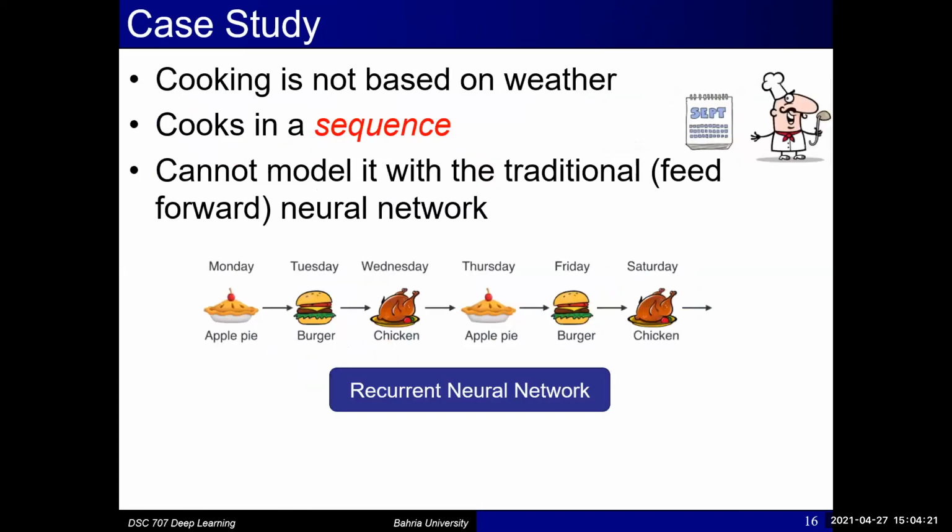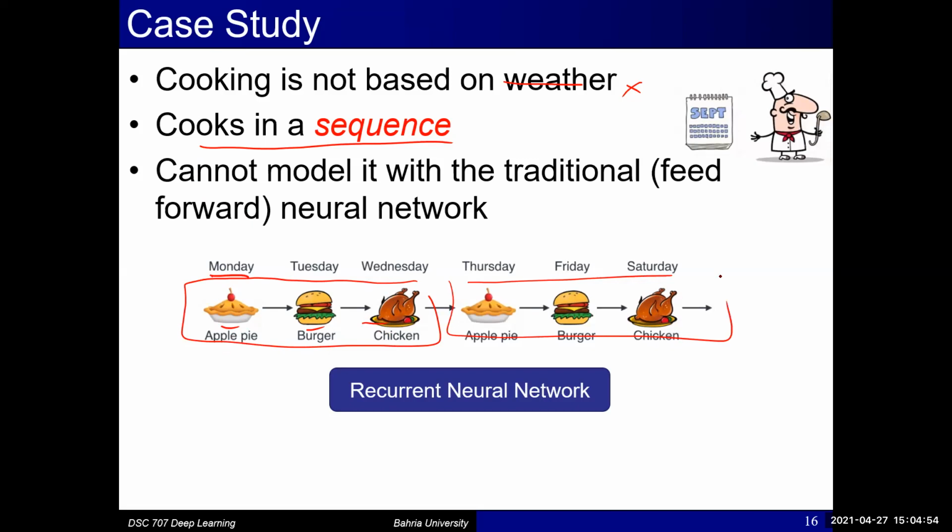Now let's add some more detail to this example. We say, okay, now cooking is not based on weather. The mood has changed, and now the chef has decided that he will cook dishes in a sequence. And what is the sequence? He has a predefined sequence: for example, if Monday it was an apple pie, then the next day is a burger, and then you have the third dish. So you see, you have cooked every dish. After that, you go back to the first dish. So he will keep on cooking in a sequence.